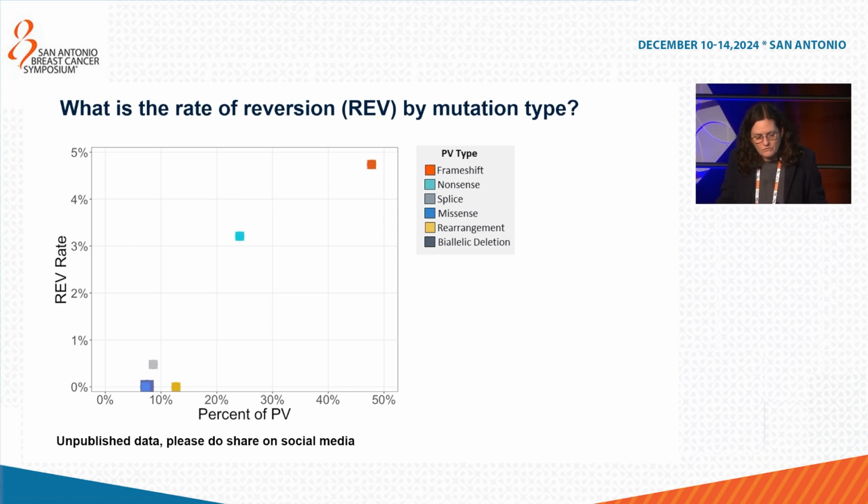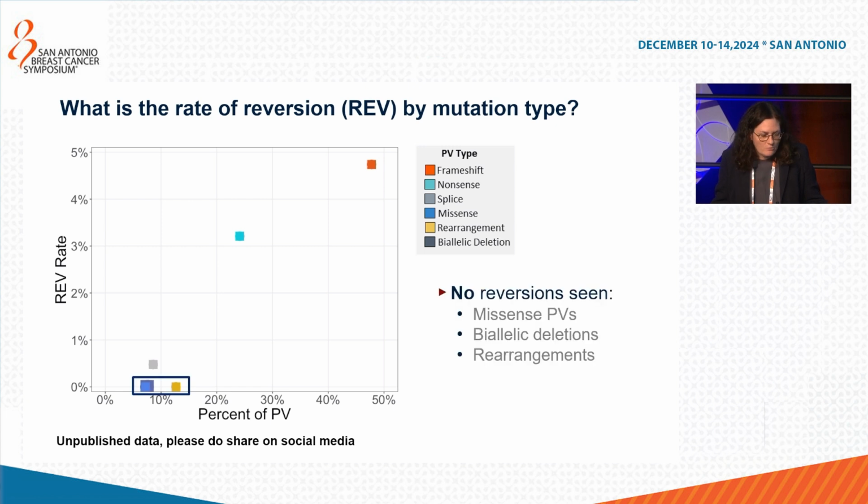So what is the rate of reversion by mutation type? It's important to note that despite this large sample set, no reversions were seen in patients with missense pathogenic variants, biallelic deletions, or rearrangements. If you look through the literature, there's only one report of reversion by a missense pathogenic variant, and it's not clear if it's actually real when you read the paper closely. So it's really important to think that we are not seeing those reversions probably because those are hypomorphic and have some protein function.